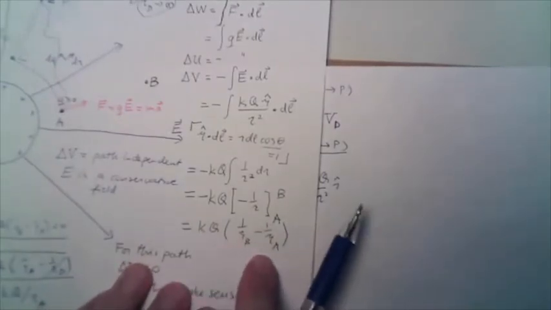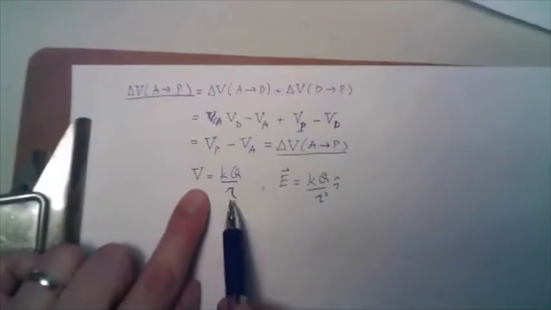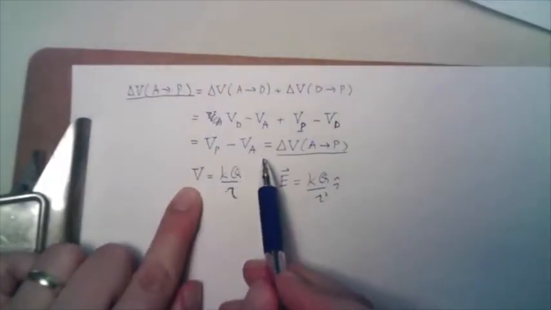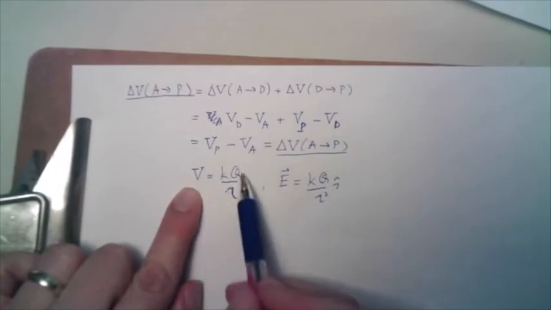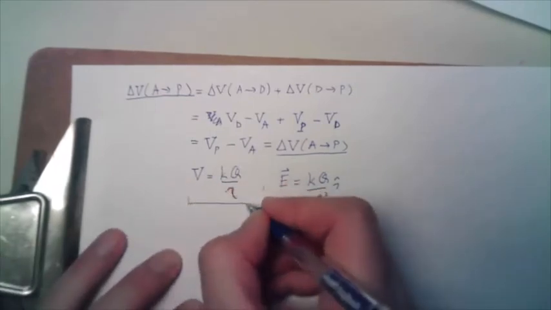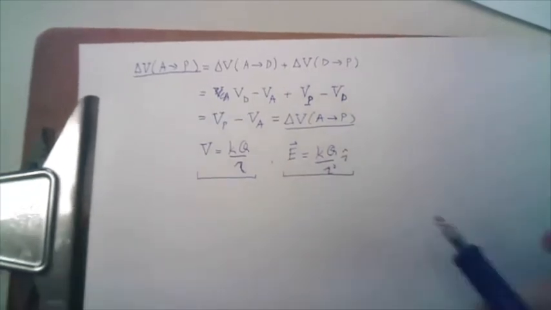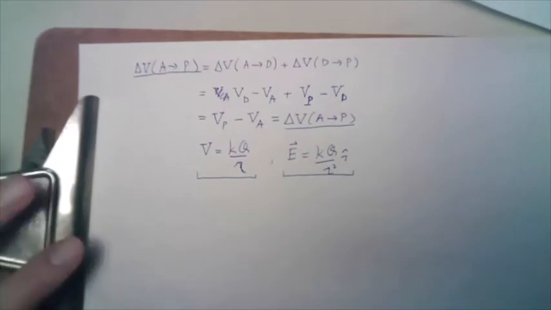And you can always get this back, because in order to go from potential to potential difference, you just need to take the potential at some point minus the potential at the other point. So this works, and it's equivalent. It's the potential that corresponds to that electric field. All right.